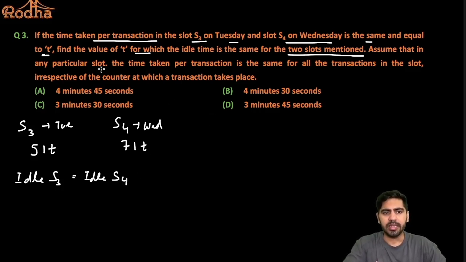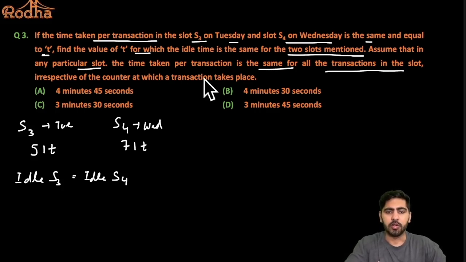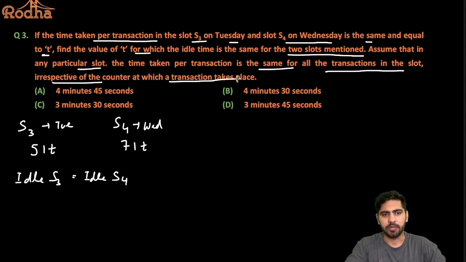Now, assume that in any particular slot, the time taken per transaction is the same for all the transactions in that slot, right? So they've already told us that the time taken per transaction is equal, so that is anyway fine. And it's irrespective of the counter at which it is taking place. All right, fine. So what do I have to find? I have to figure out the idle time and find the value of T. So the per transaction time is what I'm supposed to find. All right, no worries.